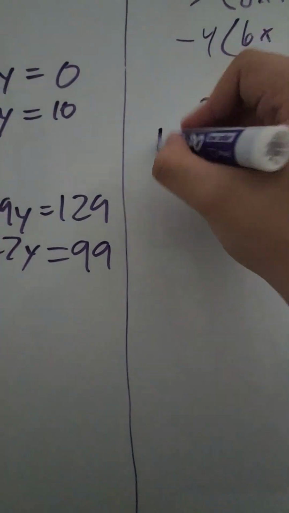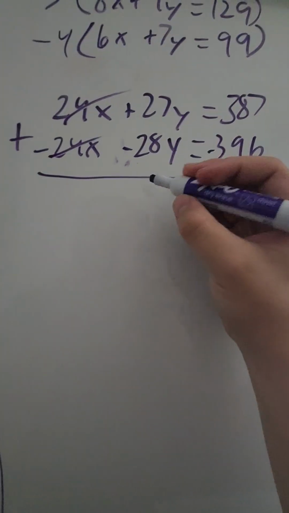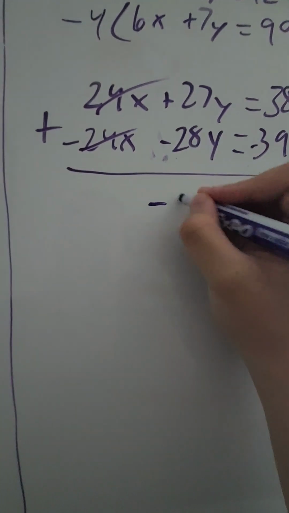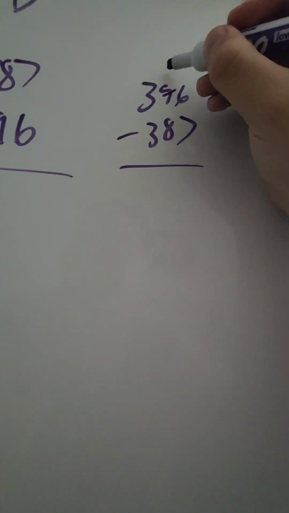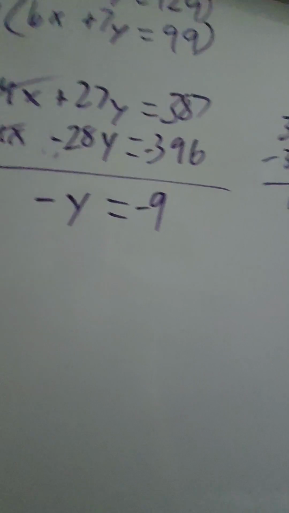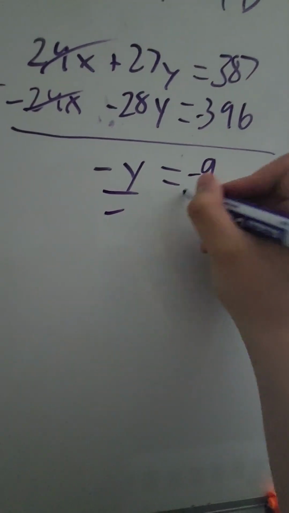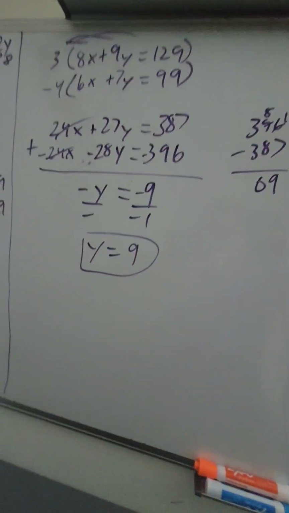So we're going to add those two. Now we see these will cancel out, and then we can add these. That would be negative y is equal to 387 minus 396, which would be negative 9. So now we just divide everybody by a negative, so that would mean y is equal to 9. Yay! And then we plug into x.